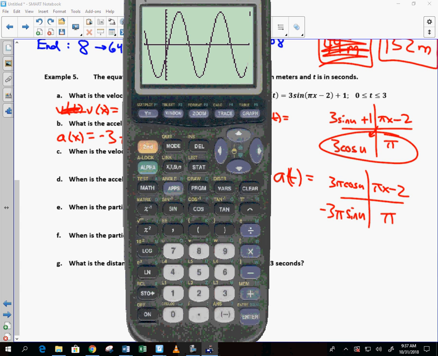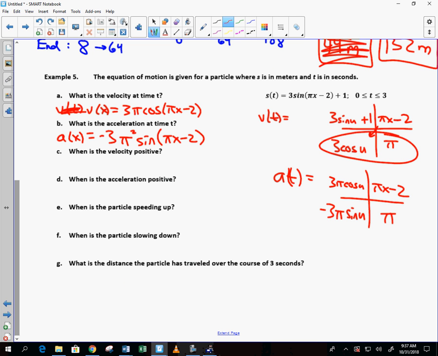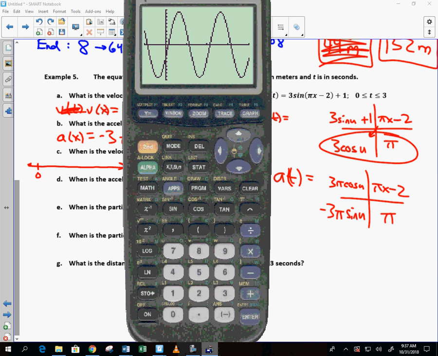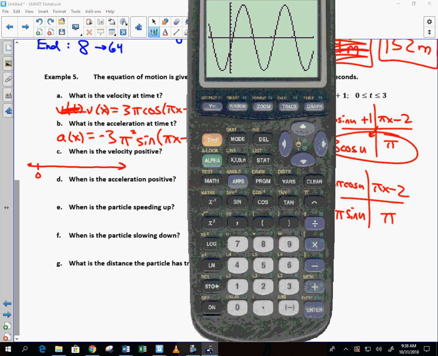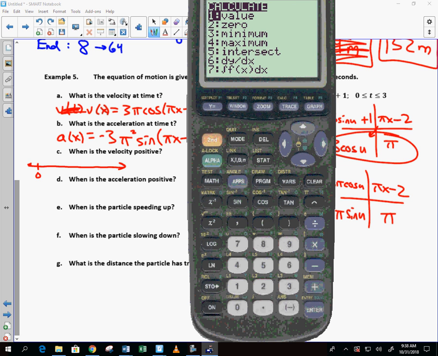Real pretty, huh? So, yeah. I'm going to make a little number line here for myself. And obviously we're going to start at 0. Okay. And I need to look at where the velocity is 0, where it changes. How do I figure out these spots? What do I do? So I can calculate 0.